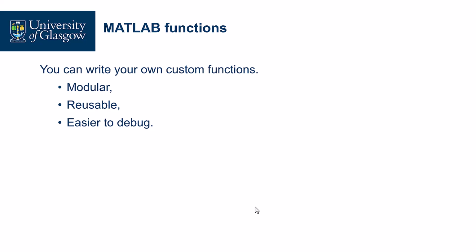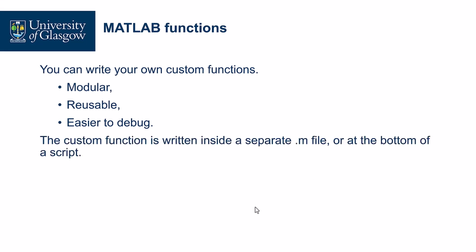In MATLAB, this is the same as any programming language. We use functions to achieve modular programming. This means you don't need to write a very complex program in one script. Instead, you will write several functions, and these functions are reusable and easier to debug compared to writing it in a long script. The custom function, we write it as a separate .m file, or we can write it at the bottom of a script. For simplicity, we can mainly write it as a separate .m file. We can use it anywhere.